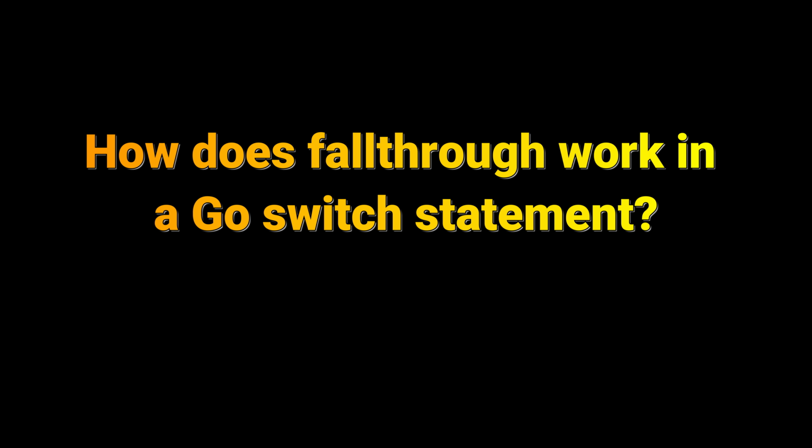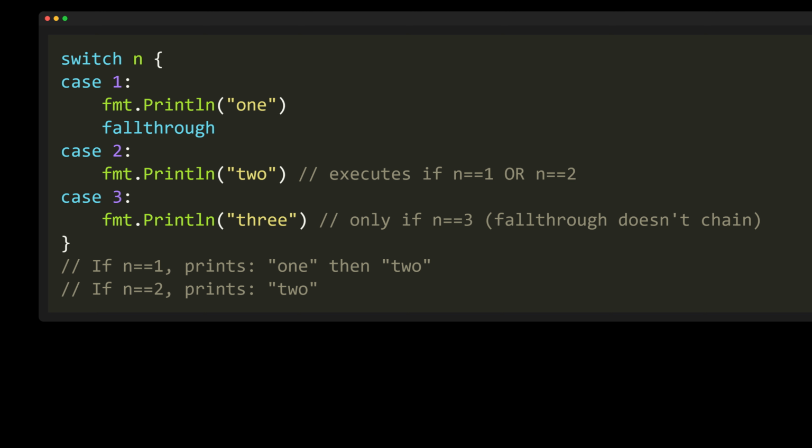How does fallthrough work in a Go switch statement? In Go, switch statements do not automatically fall through to the next case like in some other languages. Instead, you must use the fallthrough keyword on purpose. When you use fallthrough, the next case runs even if its condition is false.